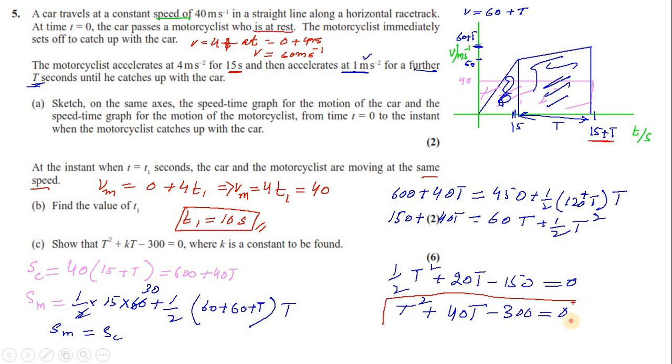If you compare with t squared plus kt minus 300, that means k is equal to 40.